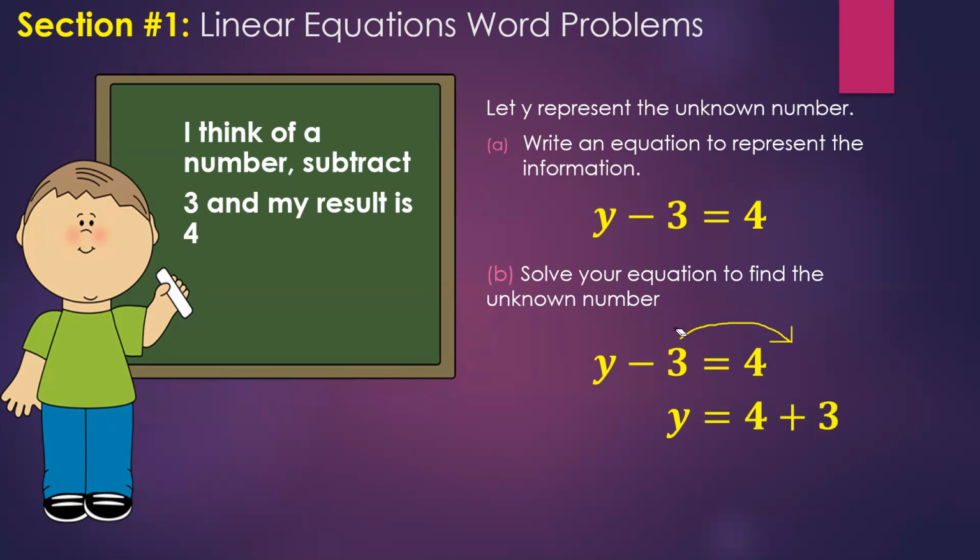Very good. That's a very important step right there. We have a negative 3, right? And we send it over the equal sign. And now that we send it over the equal sign, it becomes what? Plus 3, right? Good. Now what is 4 plus 3? 7. And so that's how we solve our equation. Y is equal to 7.